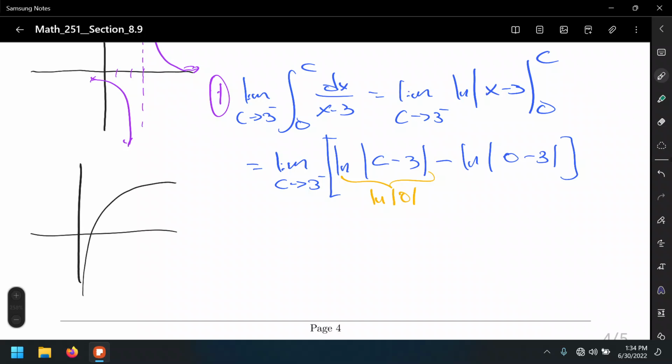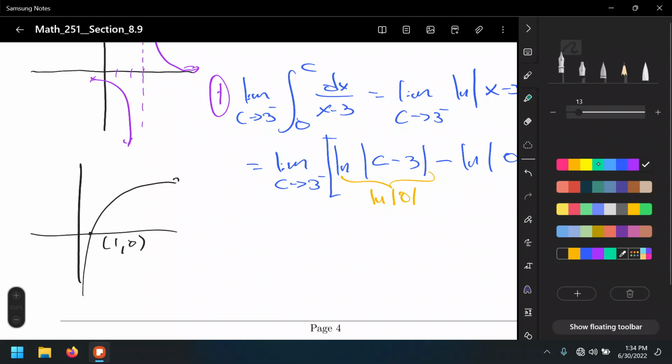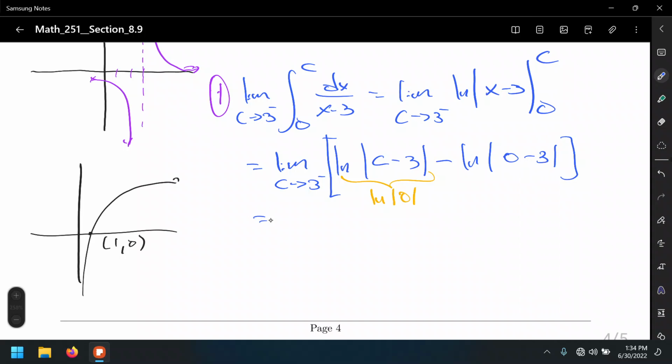So it looks like this. It has an x-intercept at (1, 0), and as we approach 0 from the right, where is this graph going to? Negative infinity. So in this case, this is negative infinity minus ln of 3. Well, that doesn't matter. That ln of 3 is not going to do anything, really. So this is negative infinity.